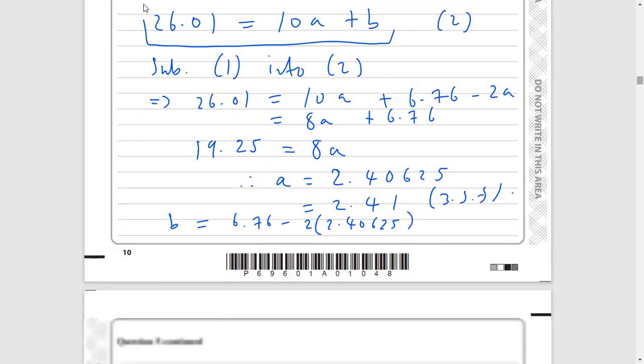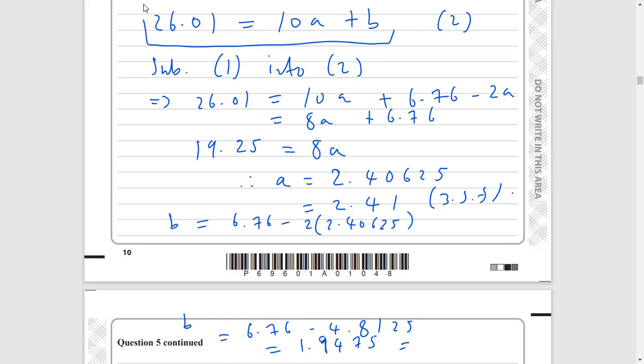I mean, in the mark scheme, you can use this rounded value. It won't make much of a difference to your answer, so you can just use the rounded value. So b is going to be equal to 6.76, and then if we just do 2 times that number, that would give us take away 4.8125, and then 6.76, take away the answer. I get 1.9475. So again, to 3 significant figures.